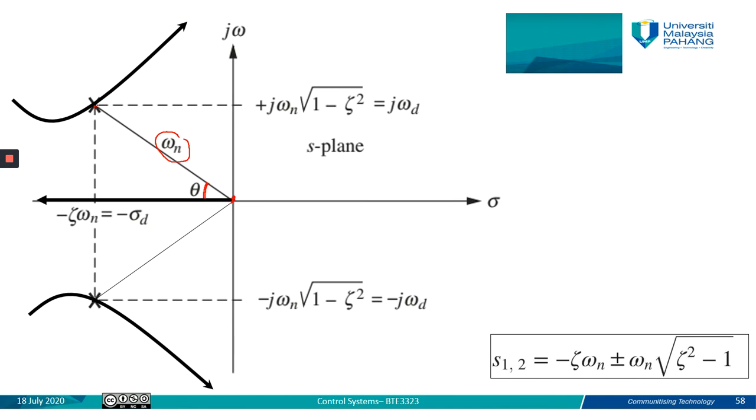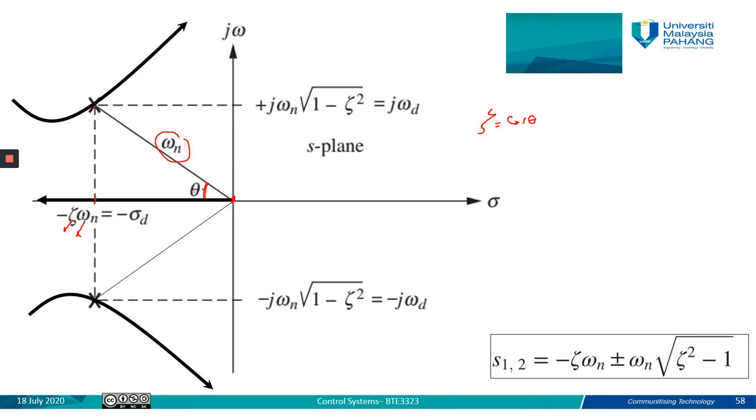Also, if we draw a line from the poles on the root locus to the sigma axis, or real axis, we are going to find the value of negative sigma d, a number on the negative side, and this number will equal zeta omega n. If we have the value of theta here, and we know cosine theta, we can calculate the damping ratio. After we calculate the damping ratio, we can find the value of omega n. Because damping ratio is equal to cosine theta, so we have the theta, that means we have the damping ratio.